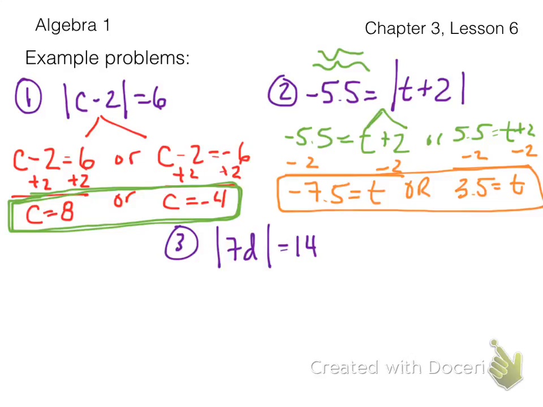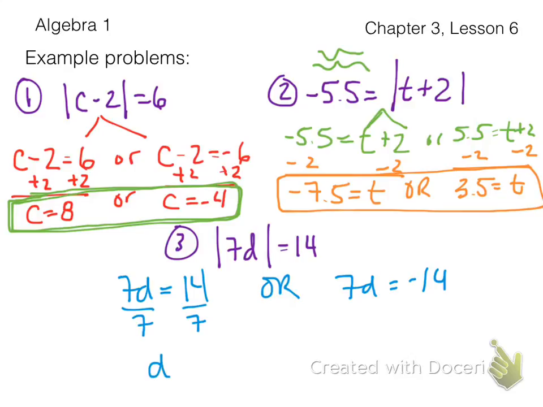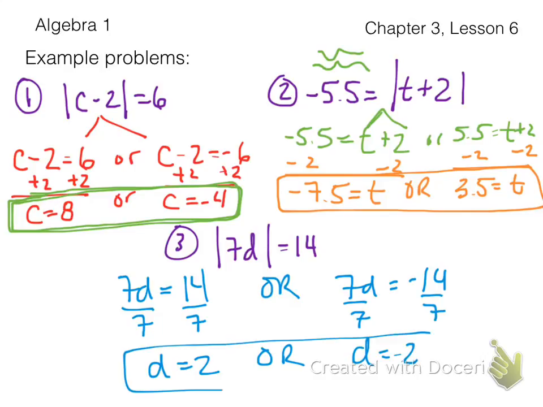Okay, so for this one, we've got 7d is equal to positive 14, or 7d is equal to negative 14. So I'm going to divide by 7, d is equal to 2, or divide by 7, d is equal to negative 2. So here, we're going to get d equals plus or minus 2. So occasionally they'll show up, all right? But, you know, it's more apt to show up for the plus or minus when you're multiplying or dividing as opposed to adding or subtracting.